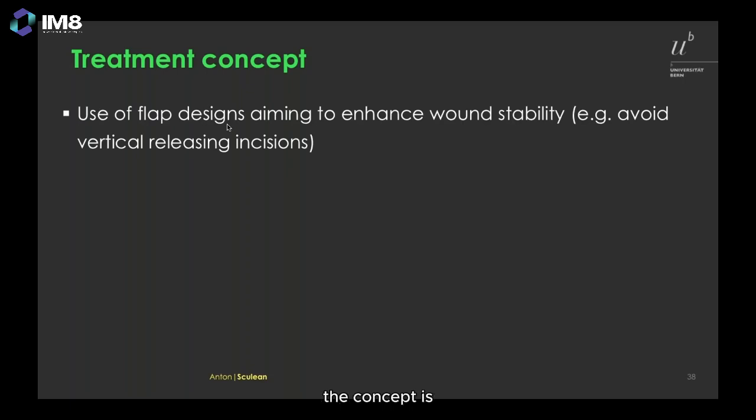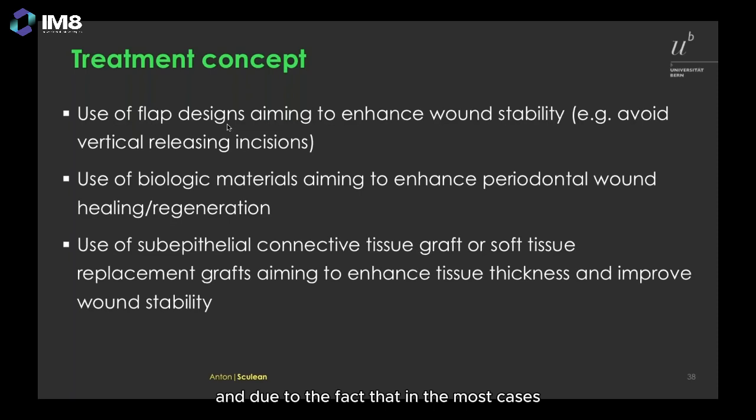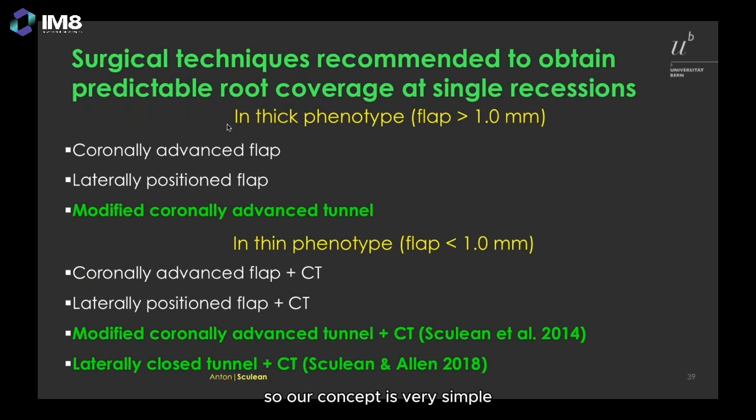So the concept is that we would like to stabilize the wound by avoiding vertical releasing incisions as much as possible, use biologic materials, as you have seen before, in order to enhance periodontal wound healing and regeneration. And due to the fact that in most cases, the tissue is very thin, we would like to use some materials, preferably autogenous tissue, that may additionally stabilize the wound and enhance soft tissue thickness. And of course, the surgical technique involving flap adaptation and suturing are mandatory. So our concept is very simple.